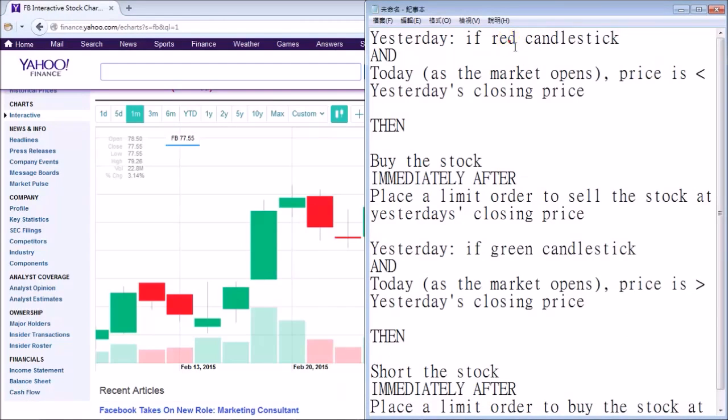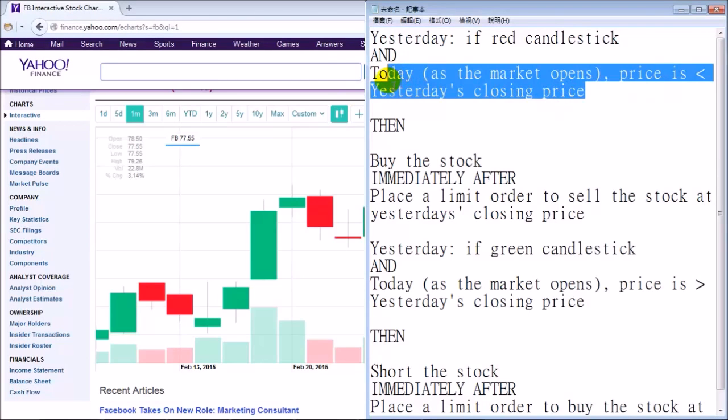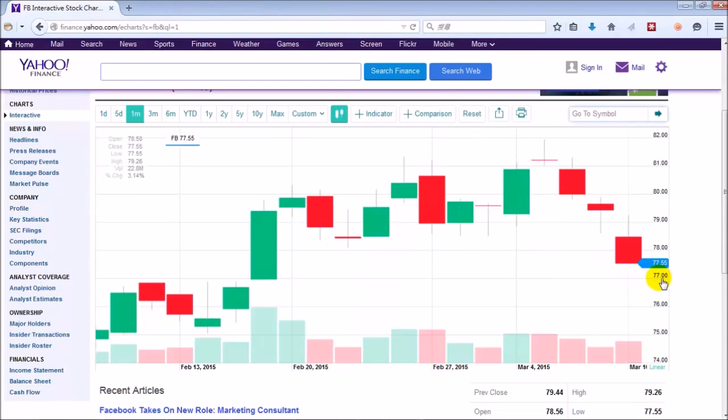So we have a red candlestick yesterday, and let's say the market price today at open is lower than the closing price yesterday. So let's say today it's going to open at $77. Now statistically, at some time today, after it opens at $77, it's going to go back up to 77.55. It shows you the closing price right here in this Yahoo Finance chart. It's going to go up to 77.55 at some time during the day.